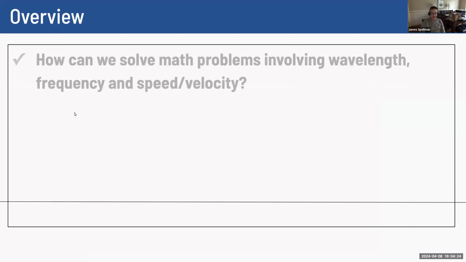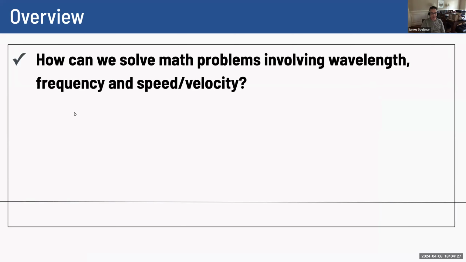is using some scientific notation. So we'll be using some exponents. So we're just simply solving some math problems involving wavelength, frequency, speed, and velocity. You have done these before when we worked on sound waves. And so again, the formulas are going to be exactly the same as we've used previously.